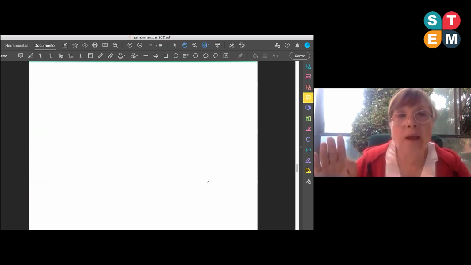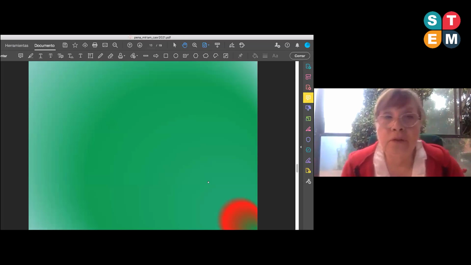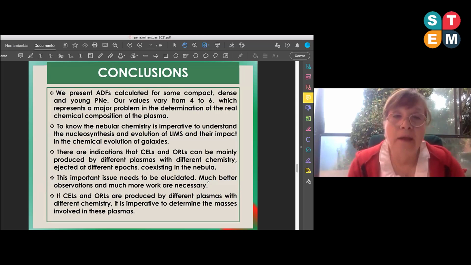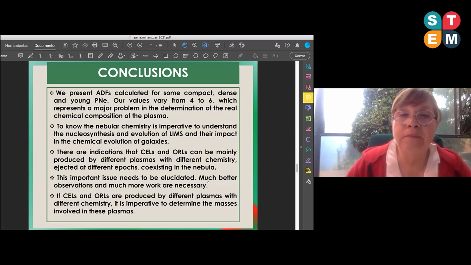So, what could be my conclusions? We present ADF, abundance discrepancy factors, calculated for some compact, dense, and young planetary nebulae. For our objects, this discrepancy varied from 4 to 6, which represents a major problem in the determination of the real chemical composition of the plasma.